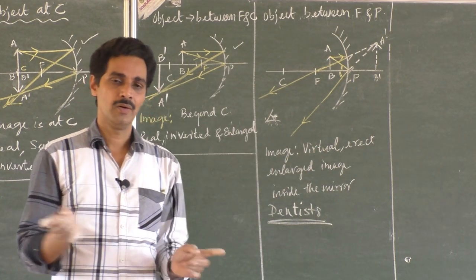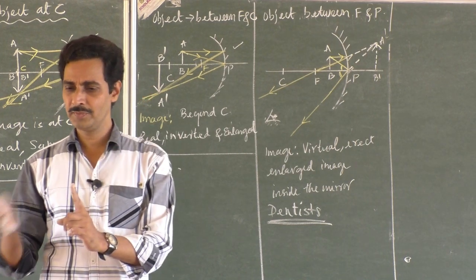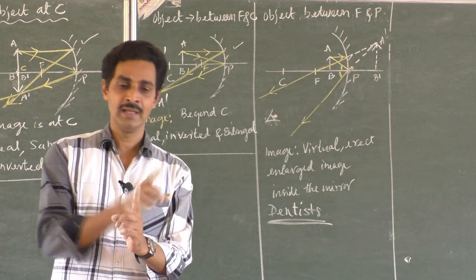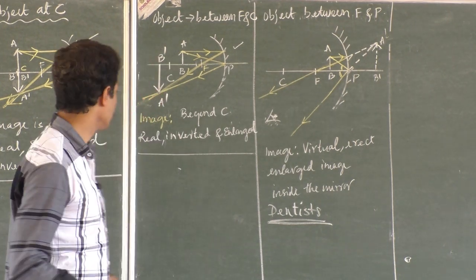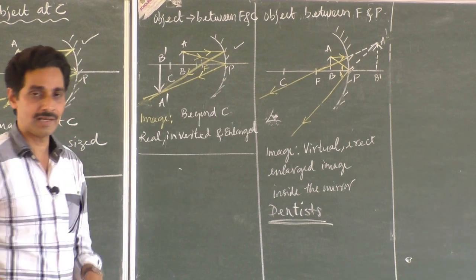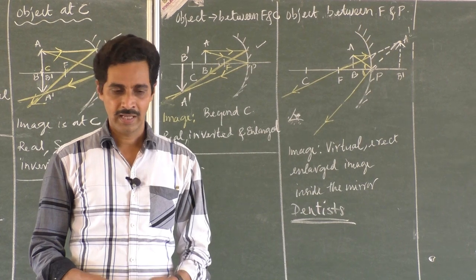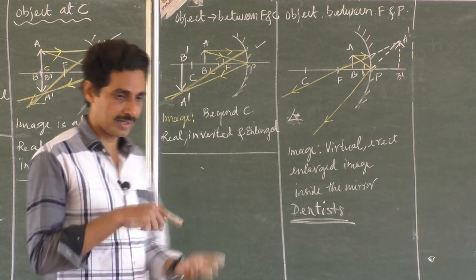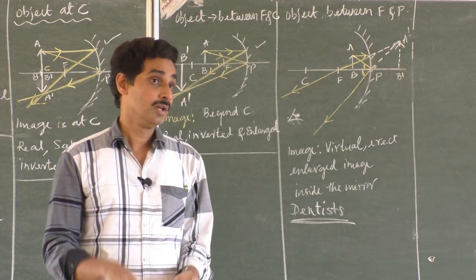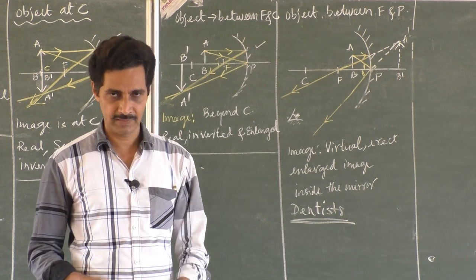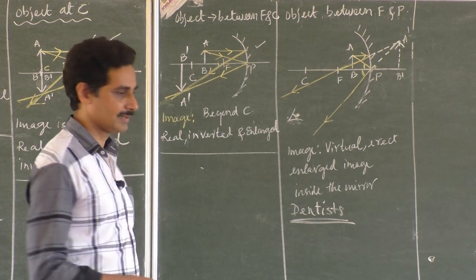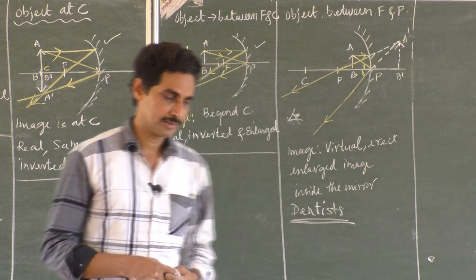At C, okay, you are coming to the junction. When the object is at C, image is also at C, at the center, and image is of the same size. And this is the only mirror which forms a real image of the same size. No other mirror forms a real image of the same size. So at C, real, inverted, and of the same size.